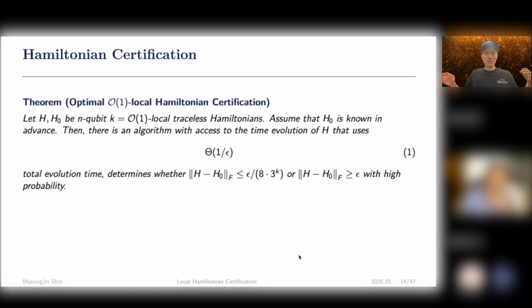So now I'm going to explain about our methods and some algorithms and some key ideas. Formally, we got this theorem. For constant local Hamiltonians, we can certify the Hamiltonians by total evolution time 1/epsilon, which is optimal, by using access to the real evolution time. We don't need any control time evolution or inverse time evolution.